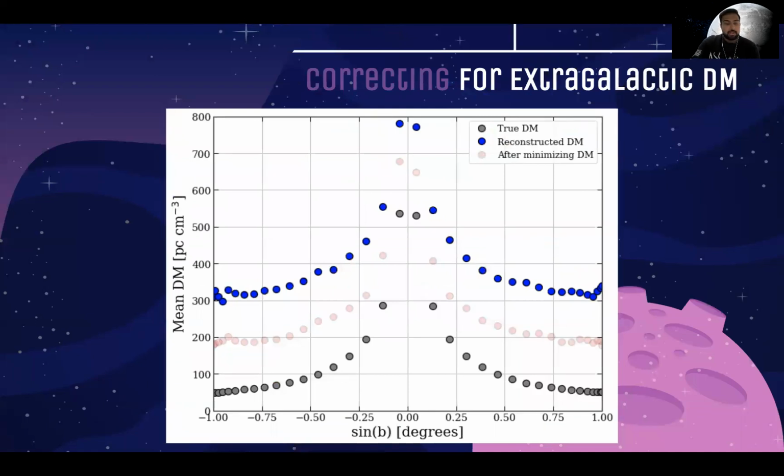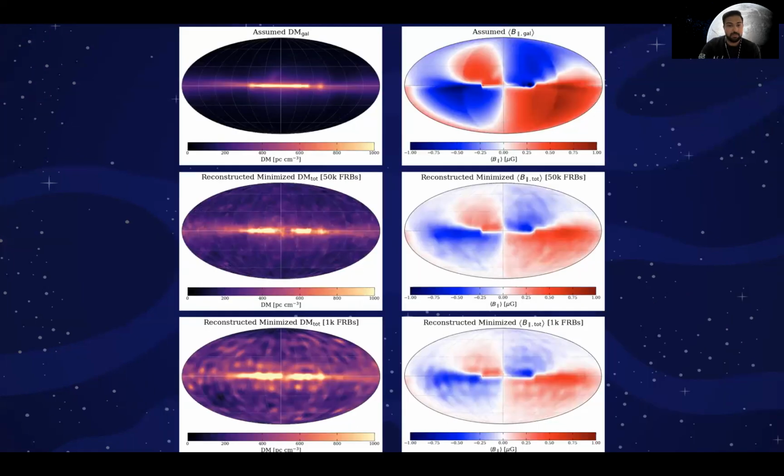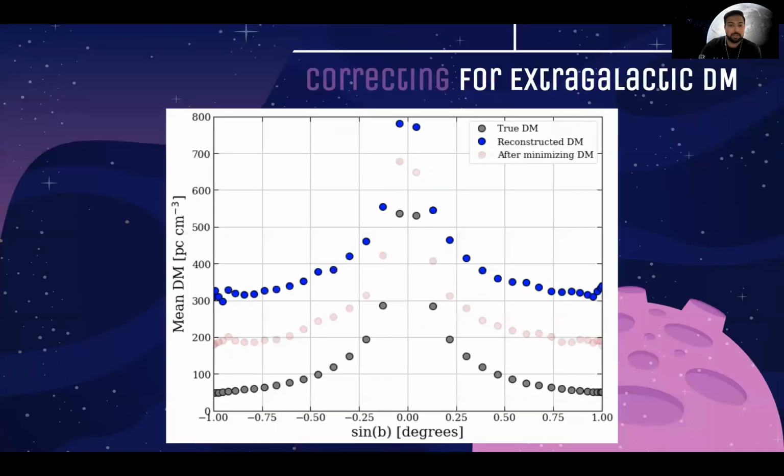What that looks like as a function of latitude is plotted here. Again, the gray points represent our model, which is what we're trying to recreate. The blue points are from a reconstructed all sky DM map. And the red points are what happens after we apply this minimization of the DM by taking equal area bins on the sky and taking the lowest DM from those. Effectively, those light red points are giving us an upper limit on the total galactic DM.